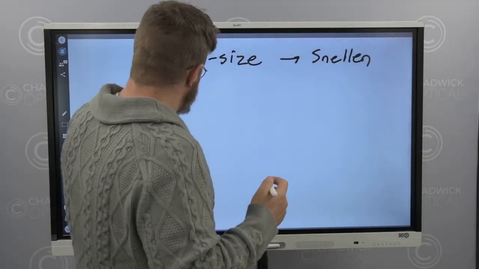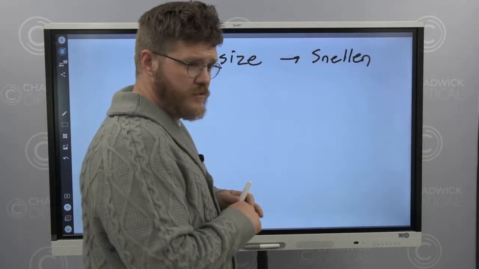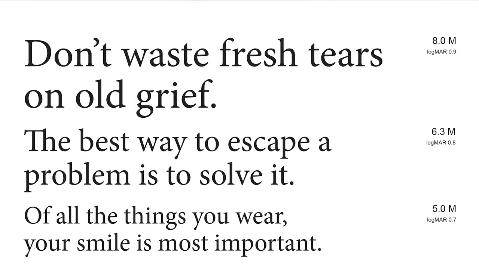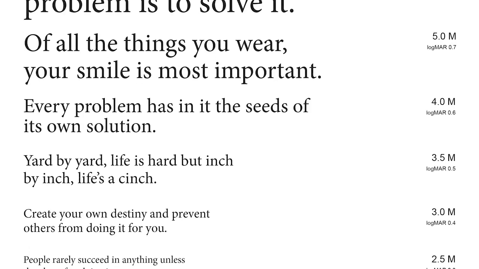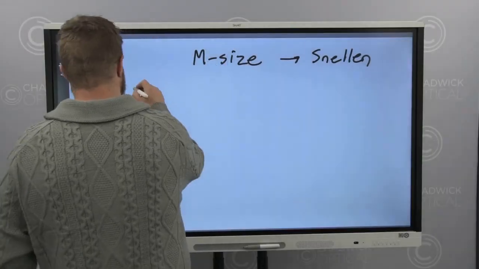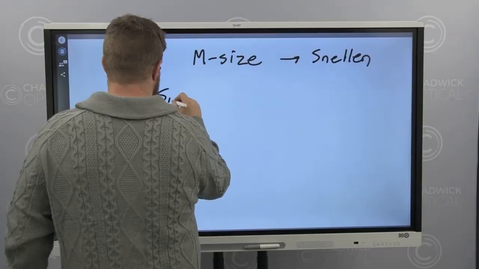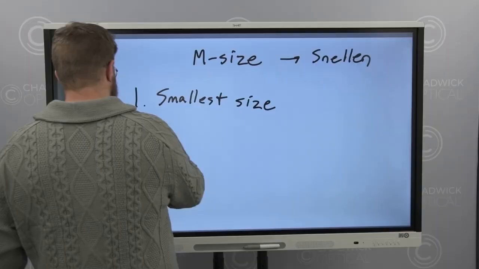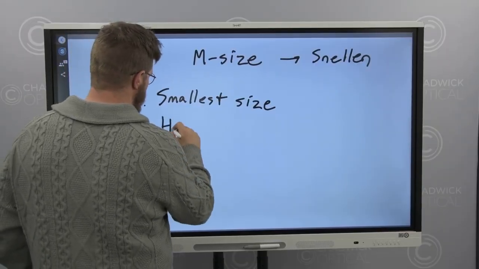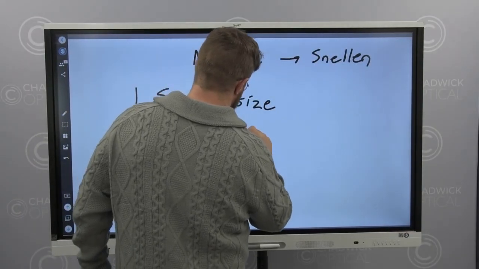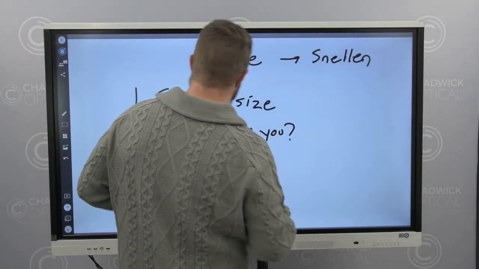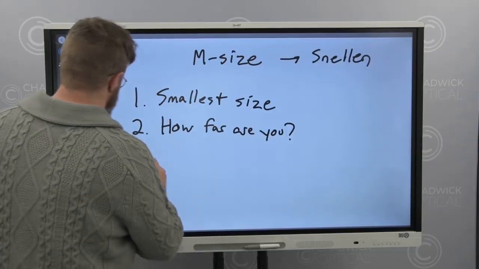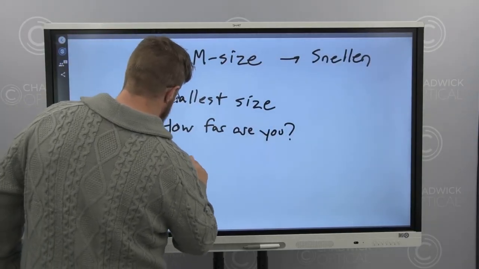Once you have the M size chart, what we want to do is read it. The question is, what's the smallest font size you can read? Once we figure out the smallest font size you can read, that's one thing that we need. The second thing that we need is how far you are from the reading material. So we need those two numbers. And then the third thing that we need is your target size.